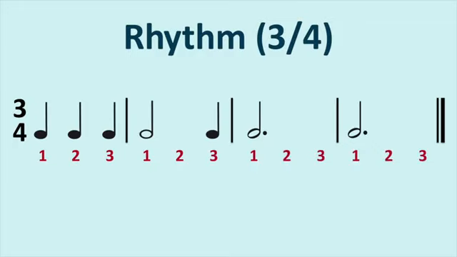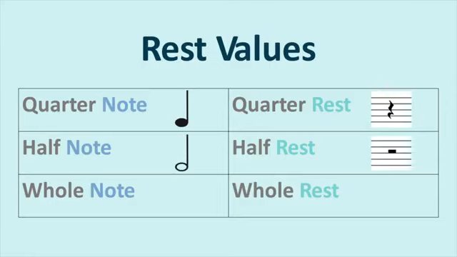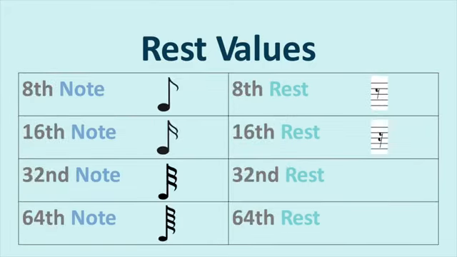Music does not consist only of sounds, it includes silences too. The signs used for silences are called rests. The duration values of rests are equal to their note counterparts. A quarter rest receives the same duration as a quarter note. A half rest receives the same duration as a half note. A whole rest receives the same duration as a whole note. And there are 8th rests, 16th rests, 32nd rests, 64th rests, and so on.